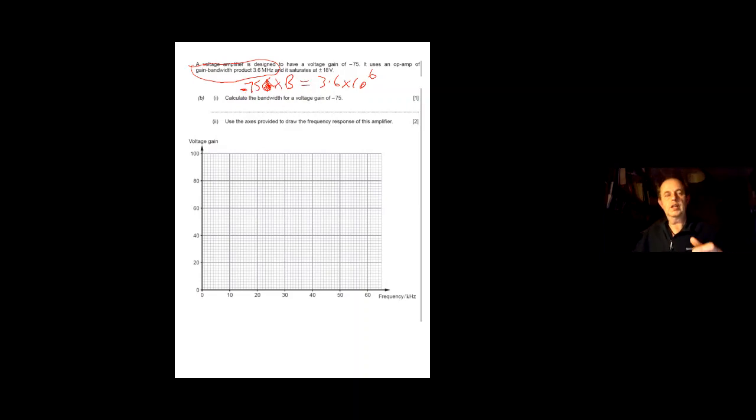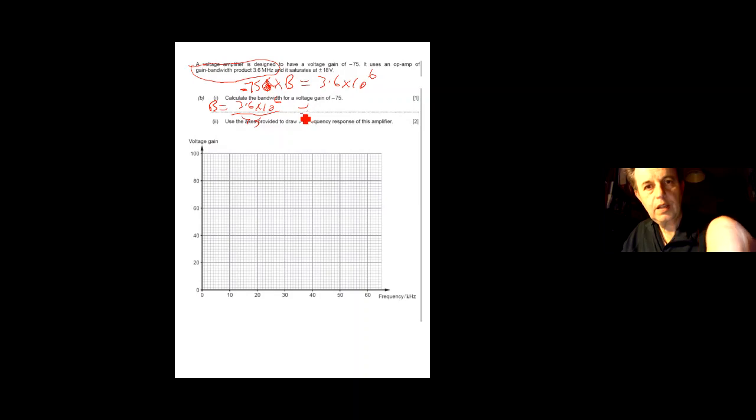I know it's set minus. There's no need to put the minus in. You can if you want to. If you did, it will give you a minus value for bandwidth, which is impossible. Bandwidth is always a positive number. Right? So if you rearranged for that, the bandwidth would be 3.6 times 10 to the 6, divided by the 75. That will give you 48,000 hertz, or 48 kilohertz.